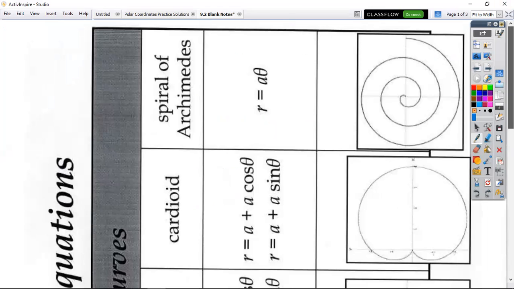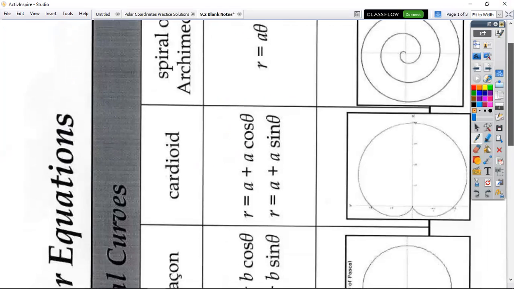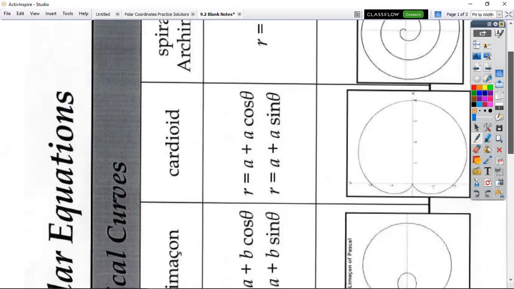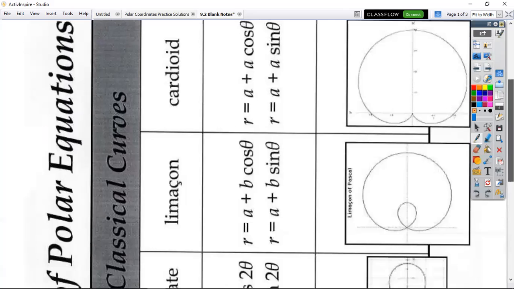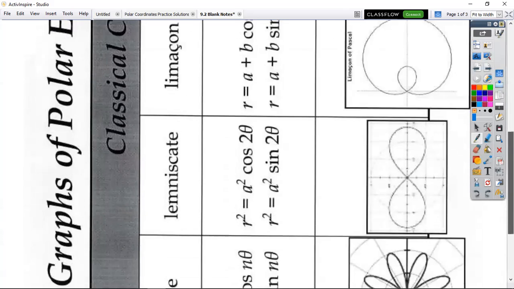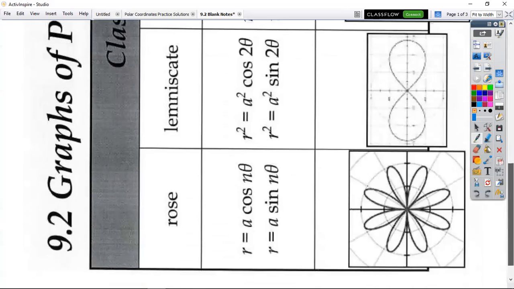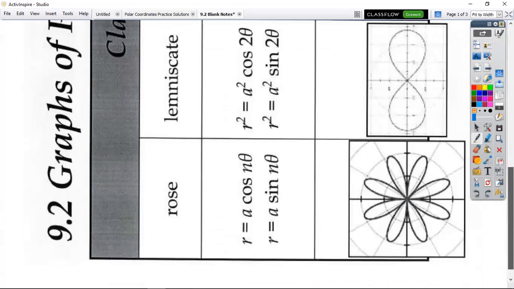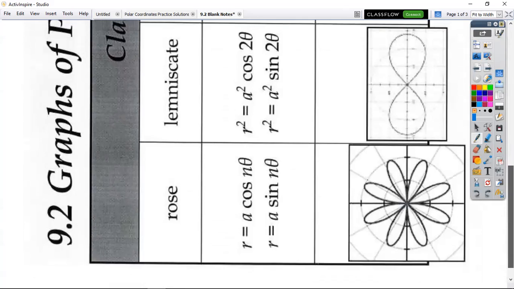So specifically, we're going to do just a couple of these today. We are going to do the graph of the cardioid, which is like a heart-shaped graph. We're going to do the graph of the limaçon that has a loop to it. And we are going to do the graph of the roses. Okay, so that's what those general forms are going to look like.